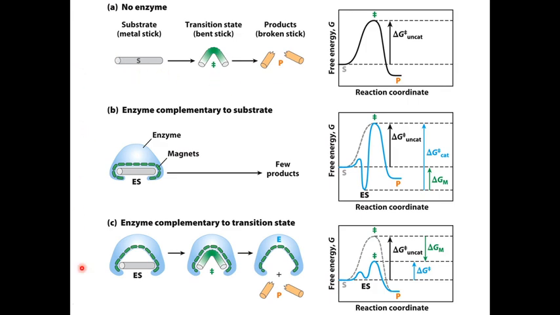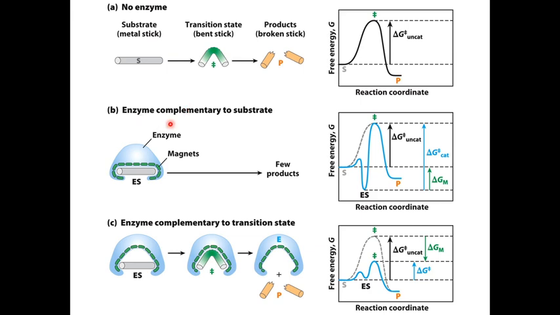Now there are three different scenarios here, and for each scenario on the right is the energy diagram, and what we are looking for is the delta G double dagger, and that represents the activation energy that is required to reach the transition state before it gets to product. Now if you have a metal stick, good luck bending it and breaking it, because it takes a lot of energy, right? So that's why the activation energy is so high.